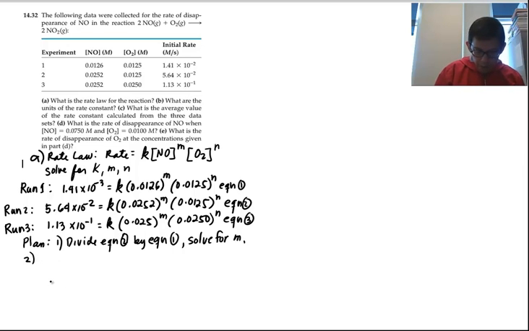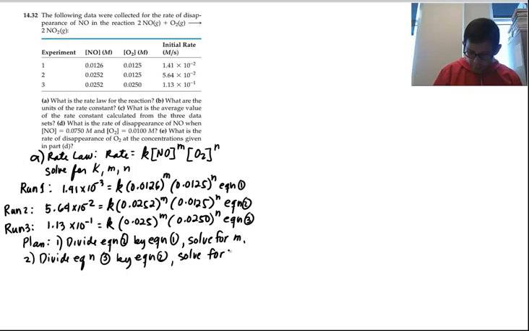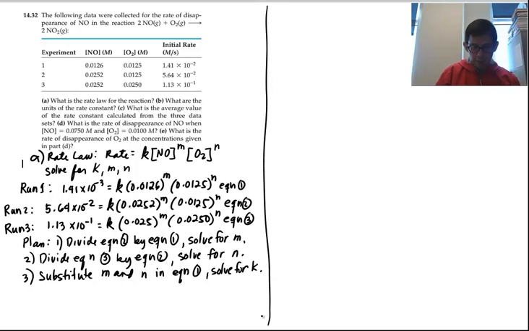Step 2, if we divide equation 3 by equation 2, we should be able to solve for n. And then step number 3 in the plan, we substitute m and n into equation 1. Solve for k. Alright, so that is the plan of attack. So now let's follow the steps.